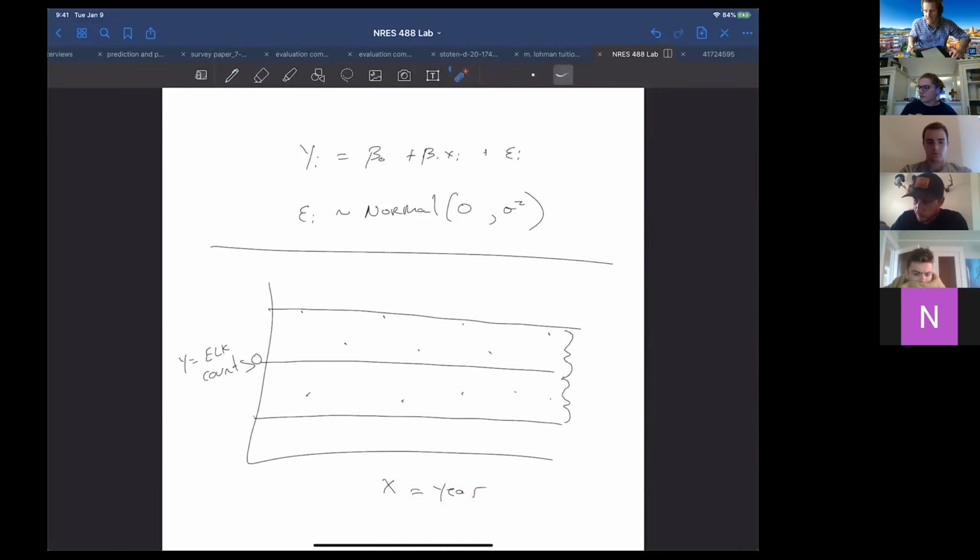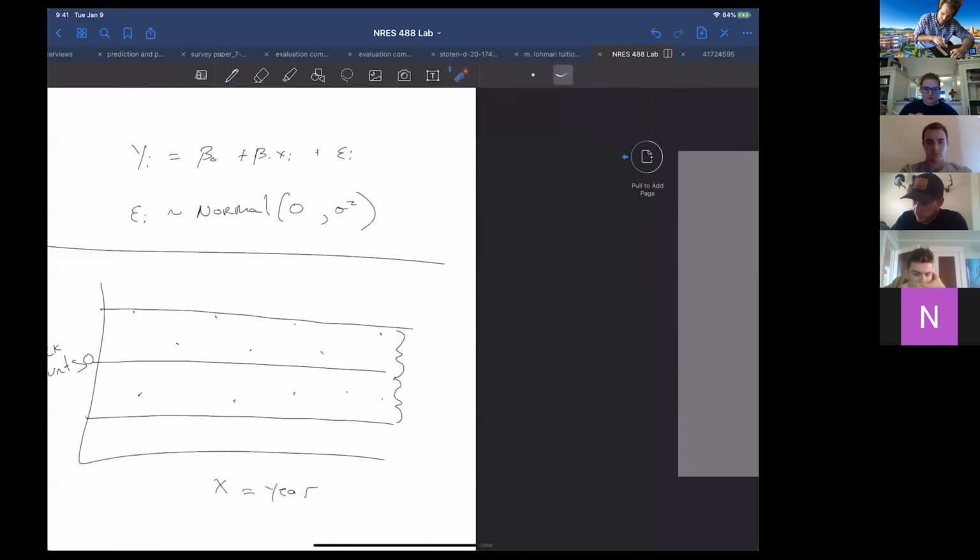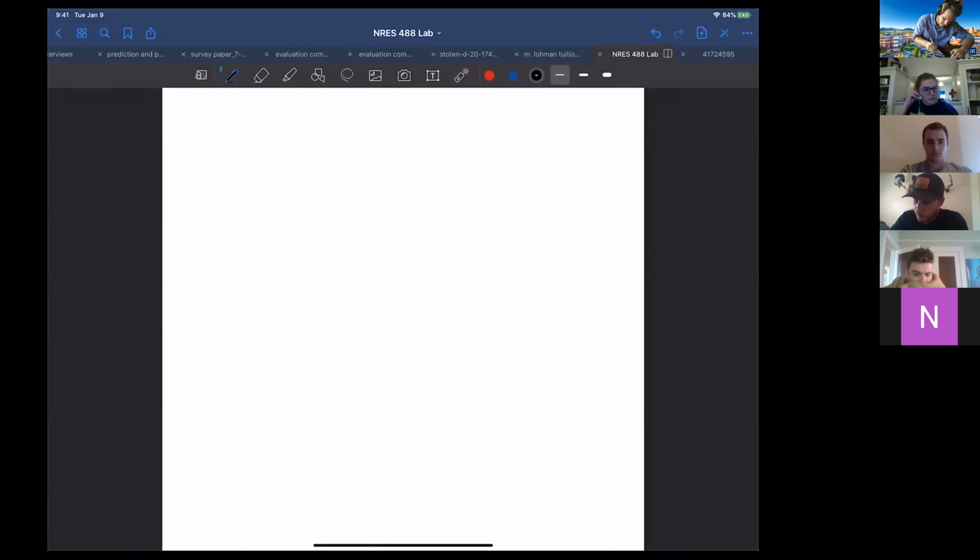So let me show an example where that assumption is violated. Let's say the elk data actually looked like this.